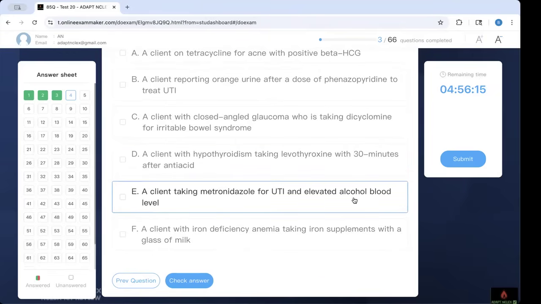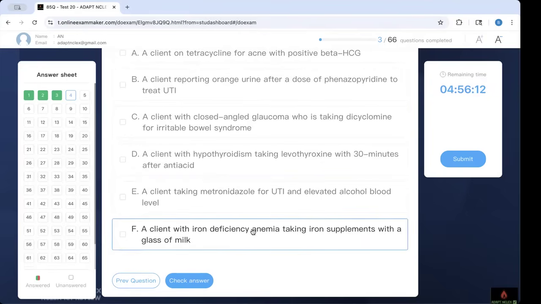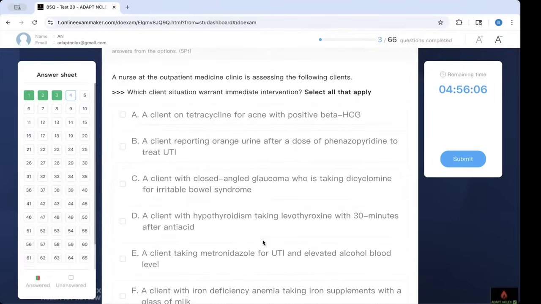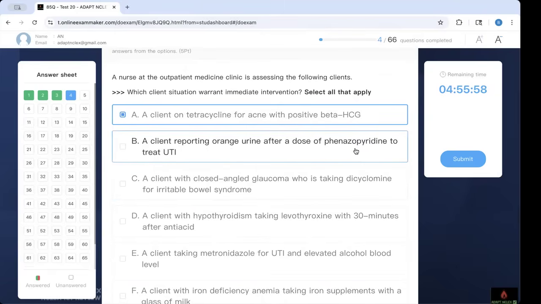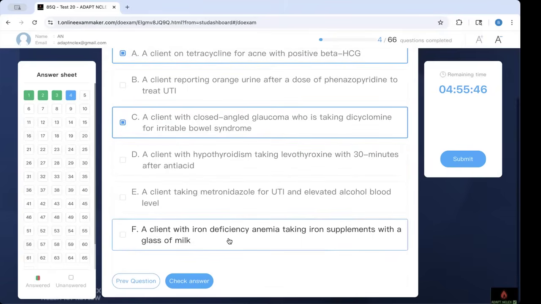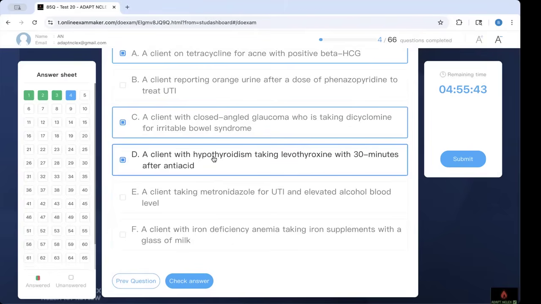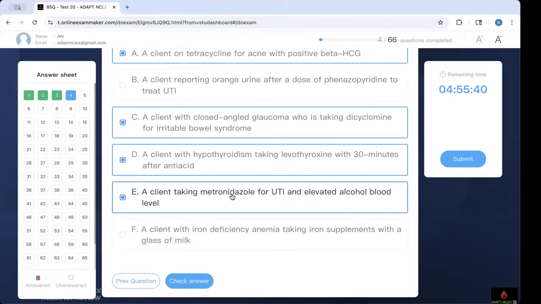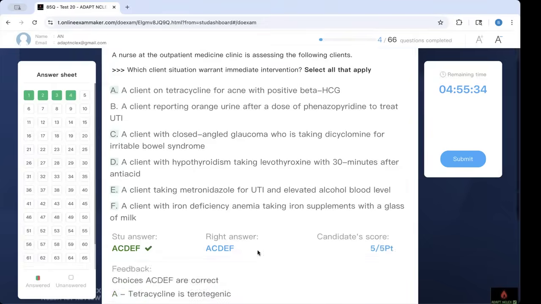Metronidazole for UTI and your blood alcohol level is elevated. And iron deficiency anemia, taking an iron supplement and you're taking it with milk. Which situation requires immediate intervention? What do you think? Tetracycline is what? Teratogenic. If you're pregnant, stop it. Phenazopyridine will turn your urine into what? Orange, an expected finding. Closed angle glaucoma, dicyclomine will cause what? Worsening of your glaucoma. Hypothyroidism, taking levothyroxine, no antacid. Metronidazole, no alcohol. Iron deficiency anemia, take it with what? Orange juice, not milk. Those are your right answers.